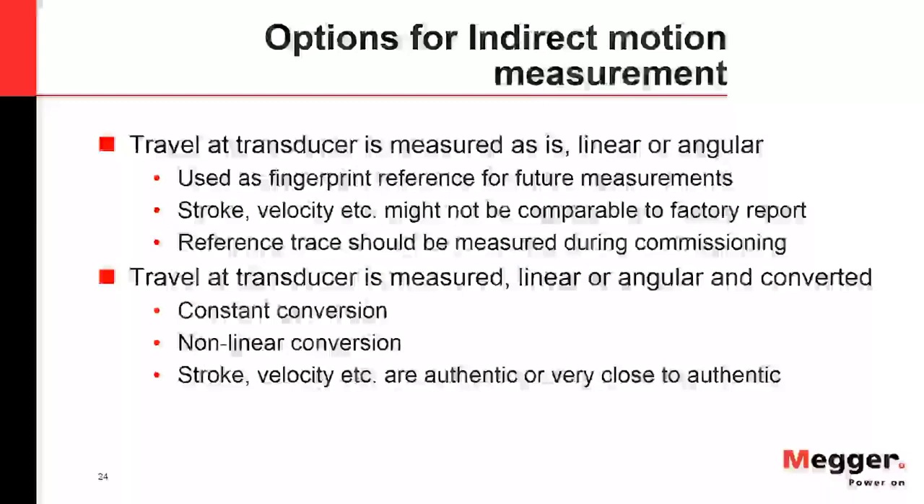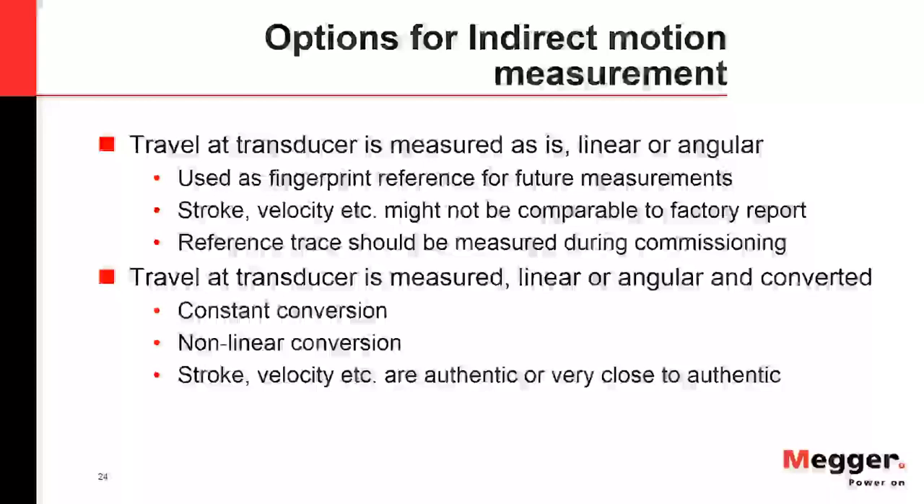All right. So a couple of options that we have for an indirect motion measurement. If you don't have any kind of conversion factor table, you can go in and hook up this transducer and just measure what you're doing. You can get either a linear movement or an angular movement, and then you use it as a fingerprint and reference it for all future measurements. So you go through, all right, this is what we got. Preferably you're doing this during your commissioning test, so you know that circuit breaker is in good condition. Then on every test after that, you compare to that original one: is our stroke varying, our velocities, overtravel, whatever.